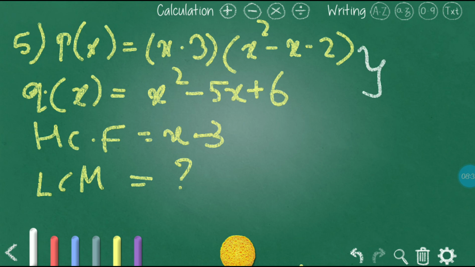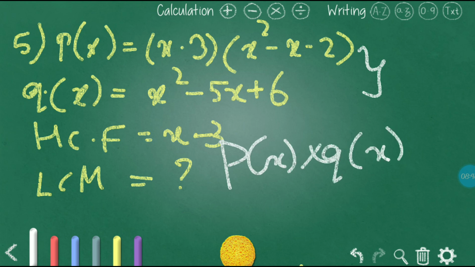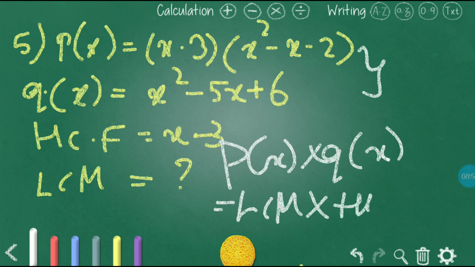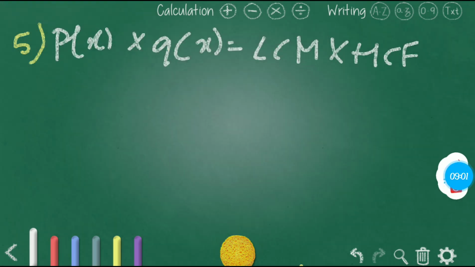What's that? First I'll say. When you multiply these two polynomials, the product of P of x into Q of x is equal to the product of the HCF of P of x and Q of x and the LCM of P of x and Q of x. So the formula is P of x into Q of x is equal to LCM into HCF. This is one of the relations which we have to know. Okay, so with this relation we will solve it.